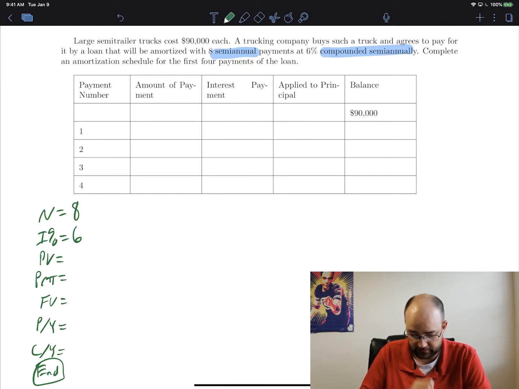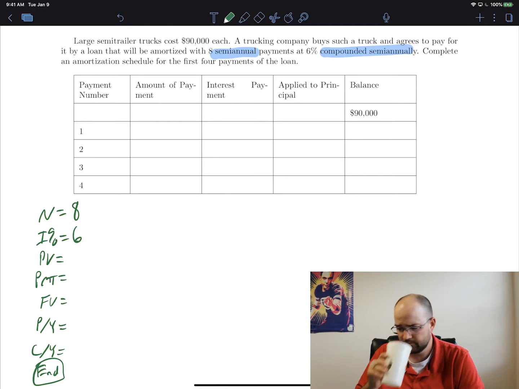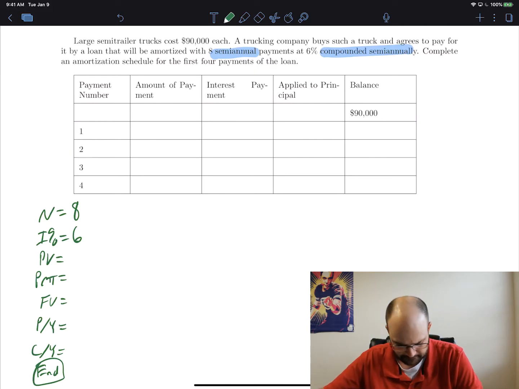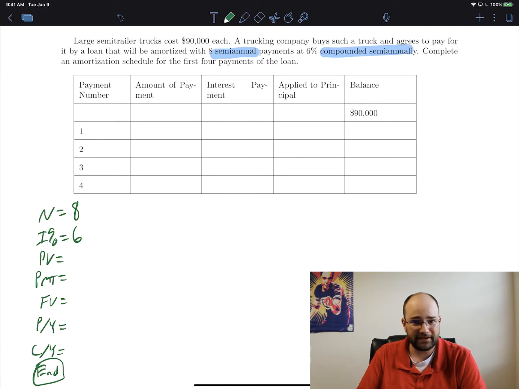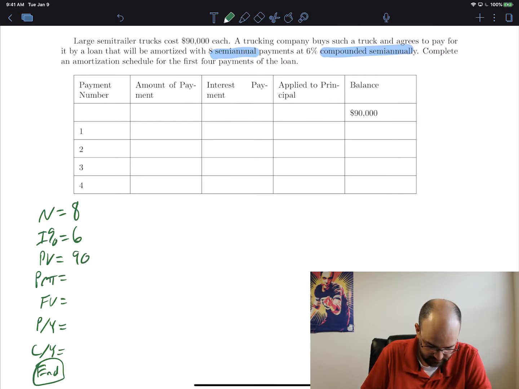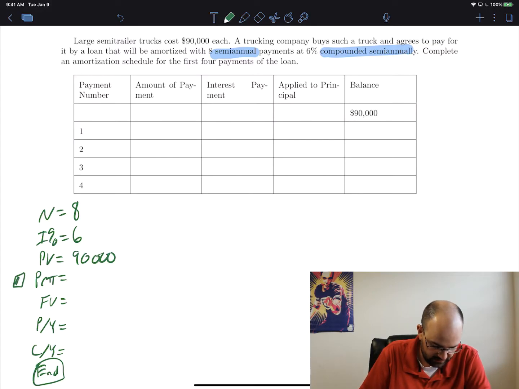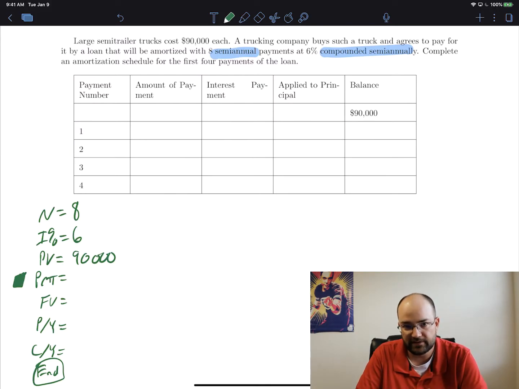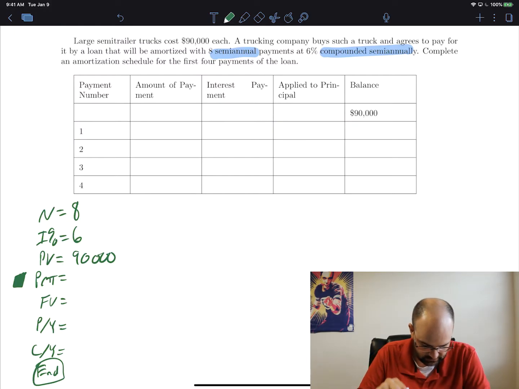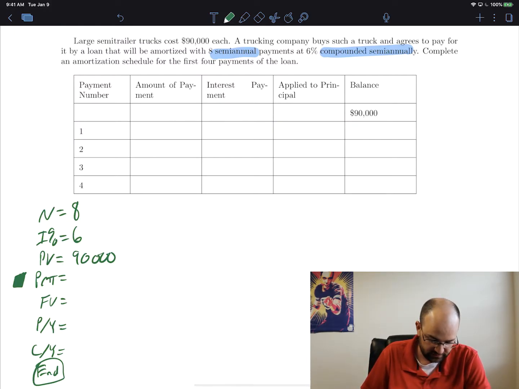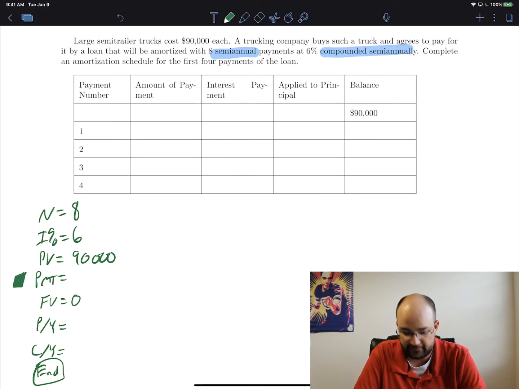PV is the present value. The present value is the amount of the loan, and that was $90,000. PMT is what we need to figure out right now. We need to figure out how much you pay for this vehicle for every semi-annual payment. And remember, there's only 8 payments. And that means that every payment will be at least $10,000. Actually, over like $12,000, probably. FV, the future value, we want it to be 0 because we want to pay it off.